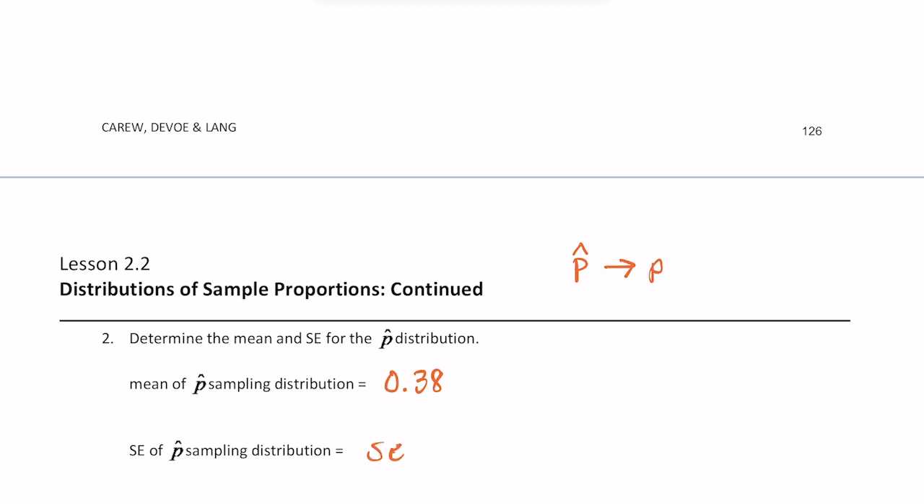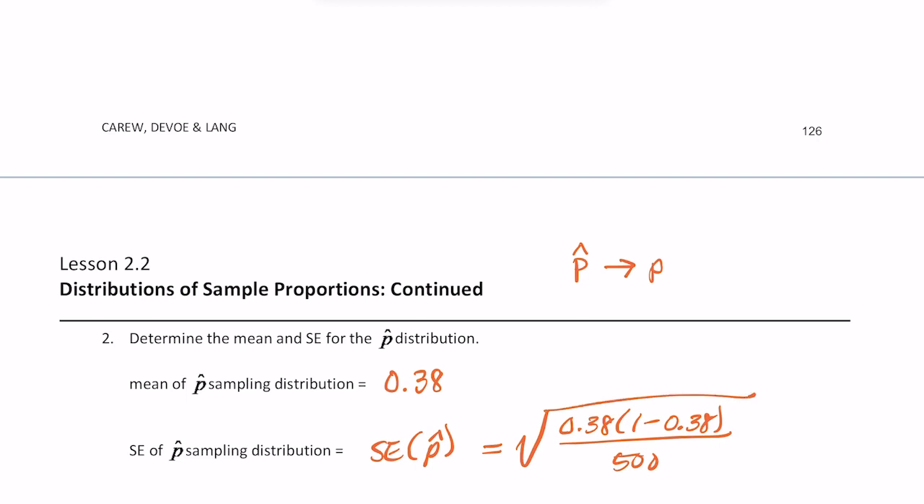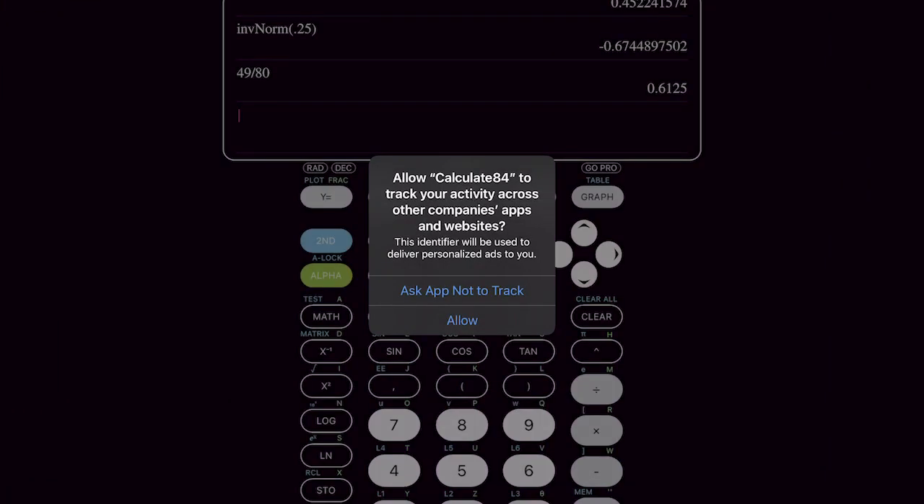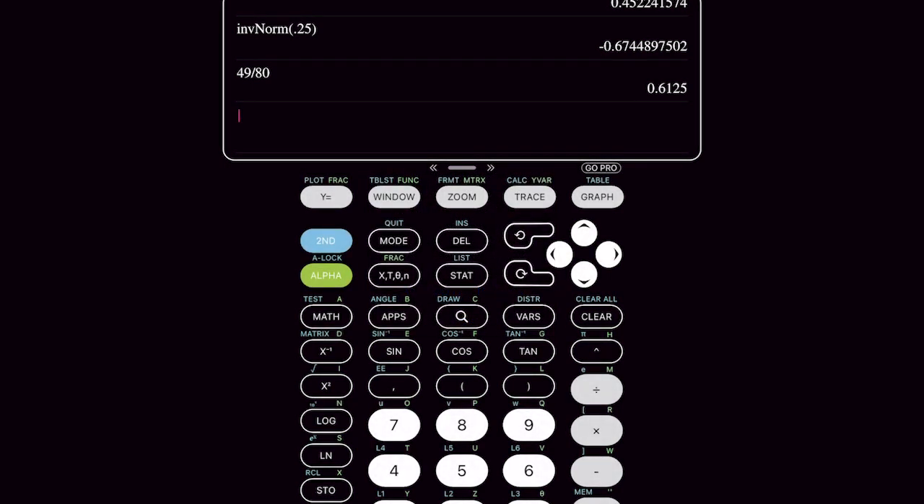So we would write the standard error of p-hat is equal to the square root of p, which is 0.38, times 1 minus p, and then we're going to divide by the sample size, which was 500. Okay, and we're going to have to do some calculator work there. So let's pull up our calculator and let's type this in. So I want to do a square root, so I'm going to hit the second button and then the x squared. Okay, I have square root.